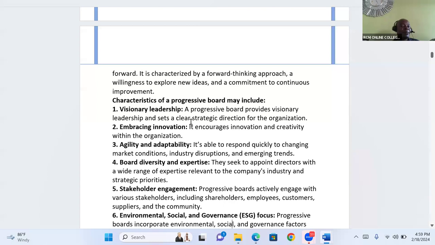Embraces innovation. It encourages innovation and creativity within the organization. Agility means what here? Flexibility. It's able to respond quickly to changing market conditions, industry disruptions, and emerging trends.